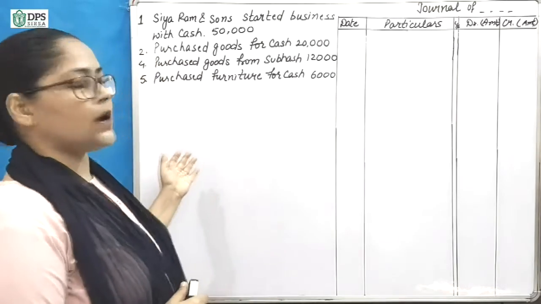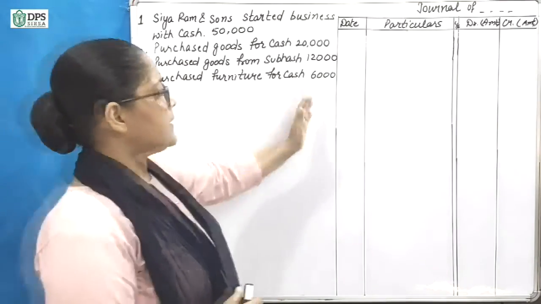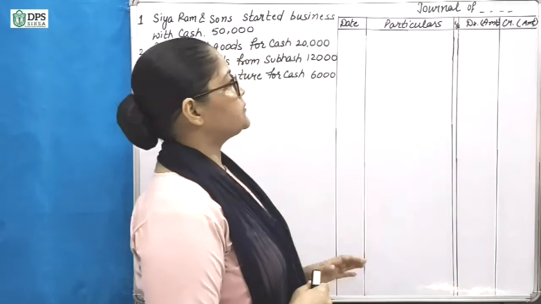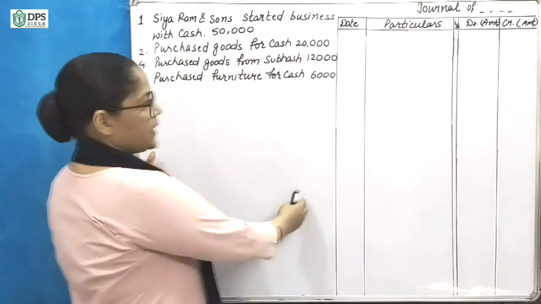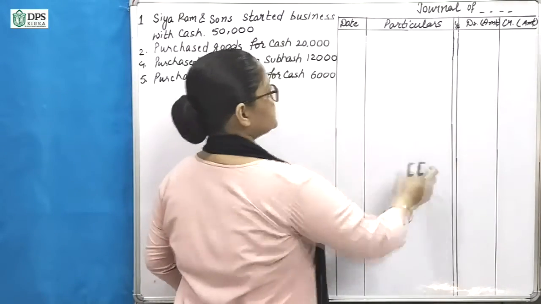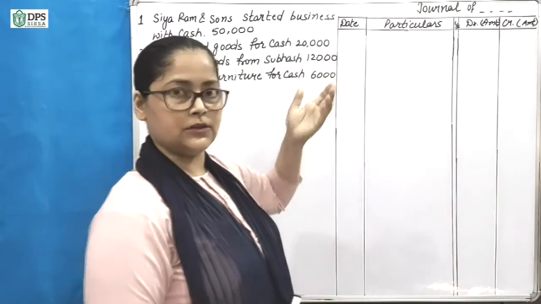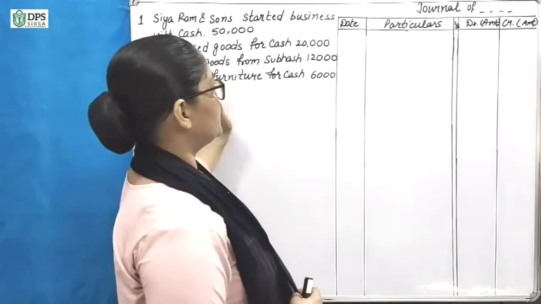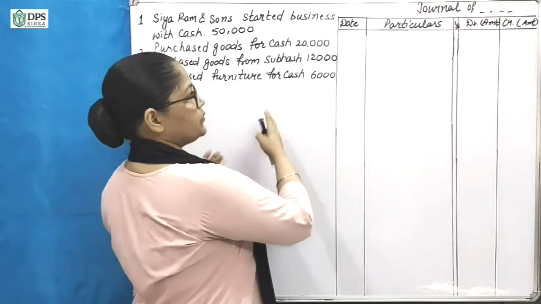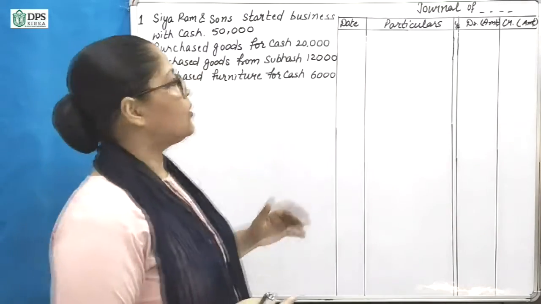So we will do a question today. Here I have drawn the format of journal. Due to lack of space, I have drawn it in some skewed columns. You can draw in your notebook and do as I am doing.